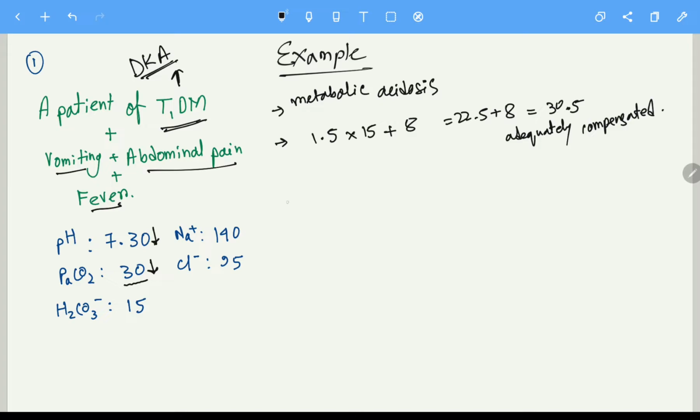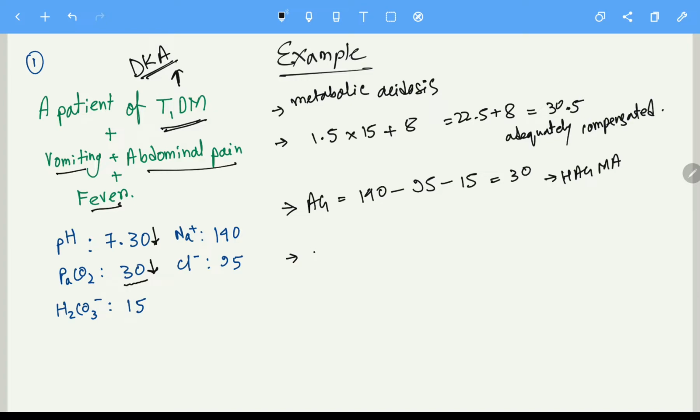Now, as it is a metabolic acidosis, we should calculate the anion gap. Anion gap is 140 minus chloride 95 minus bicarbonate 15. So 95 plus 15 is 110, and 140 minus 110 is 30. So the anion gap is 30. So it is high. So it is a high anion gap metabolic acidosis with compensation.